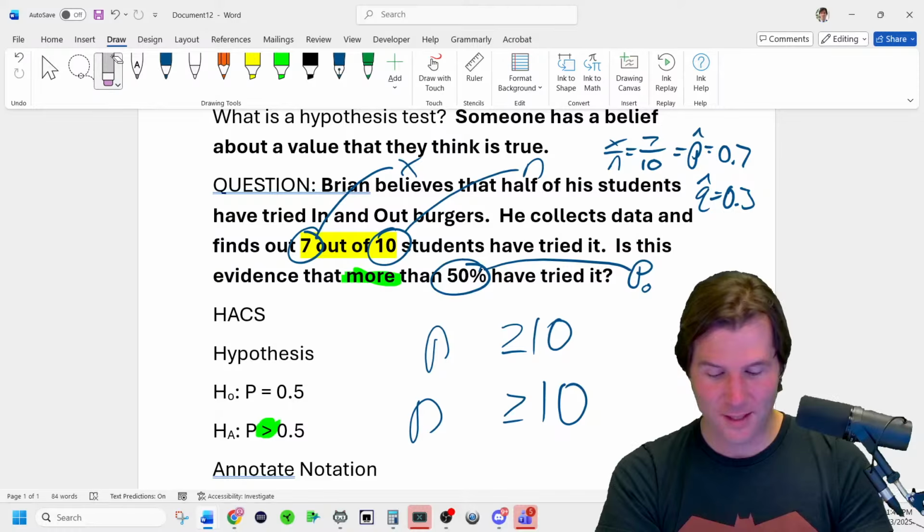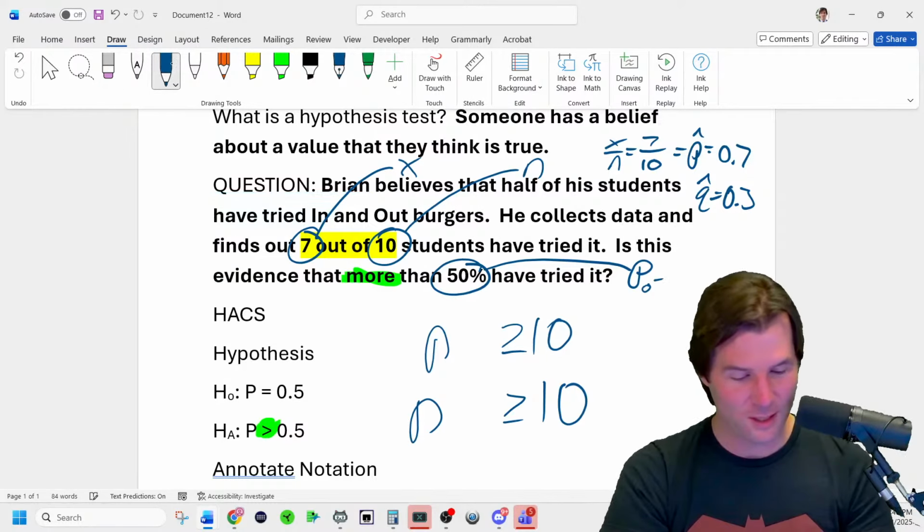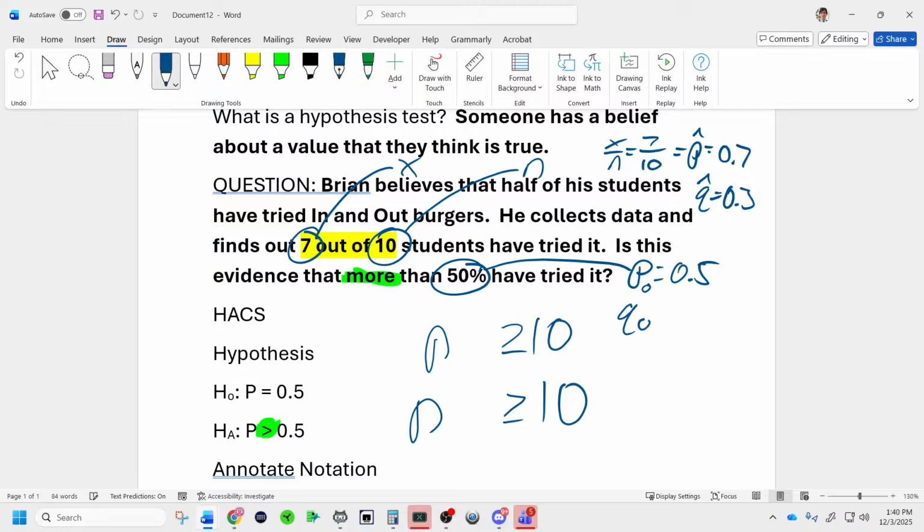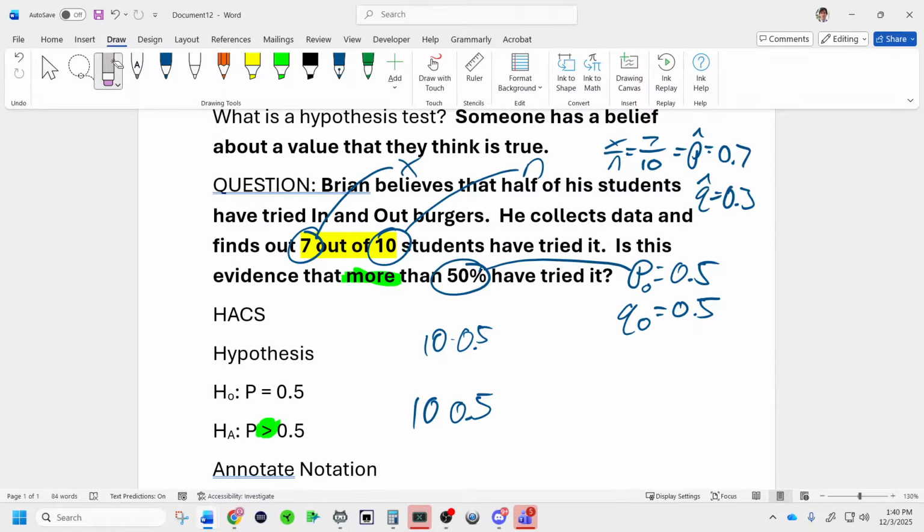Because remember how P naught and Q naught work? If P naught is 0.5, Q naught is... You fail either way. Either way, you don't have enough. You plug in 0.5 for both of these, and you plug in 10. Yeah, W Bradley right there. And then you will get that these are each equal to 5. So you don't have at least 10 successes and at least 10 failures. So we technically fail that condition.